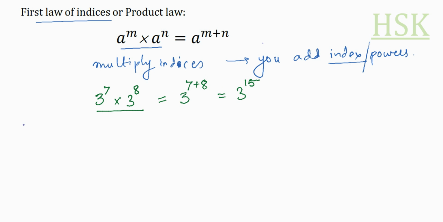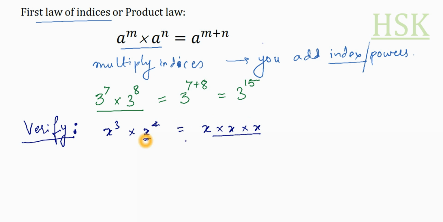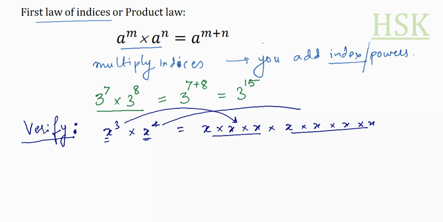Now we can also verify this law. We are going to verify this law for some easy numbers, and because easy values verify this law, this law would be applicable for all the values in general. Suppose we have to multiply x cubed and x to the power of 4. This will be equal to x into x into x, 3 times, and x to the power of 4 can be written as x into x into x into x, x multiplying 4 times. Now in all, x is multiplying 7 times. You can count it. So this will be equal to x to the power of 7.